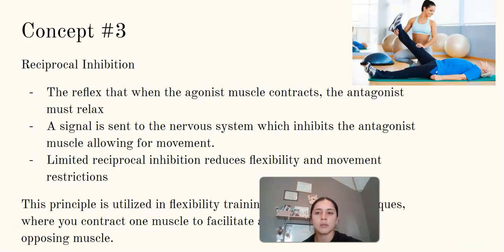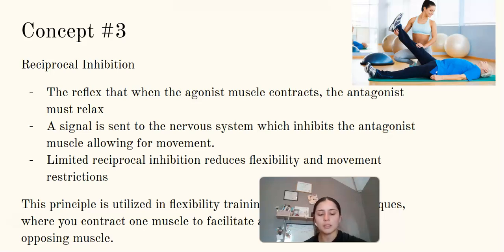In concept number three, reciprocal inhibition. So reciprocal inhibition is a neurological process where the antagonist automatically relaxes when the agonist contracts. Without this reflex, movement would be limited, and limited reciprocal inhibition is very common in people with high tight hip flexors or hamstrings. So, for example, here we are using the PNF stretching techniques.